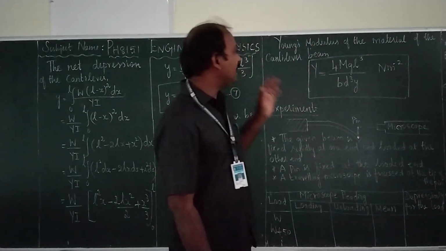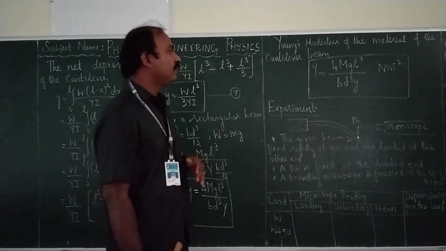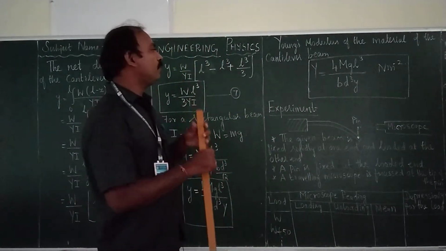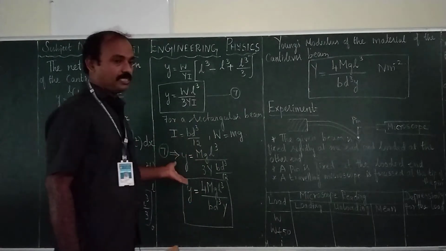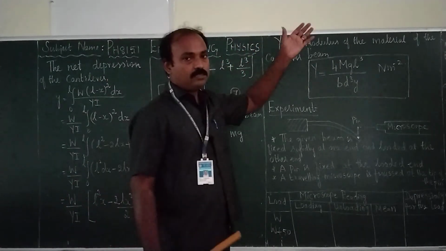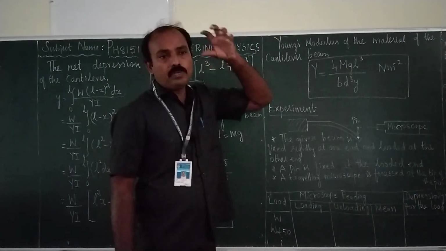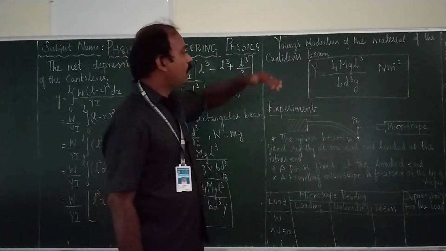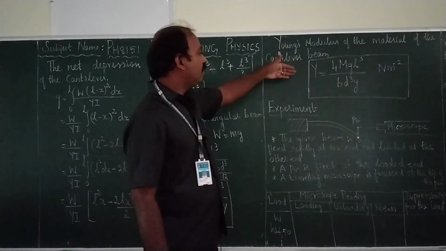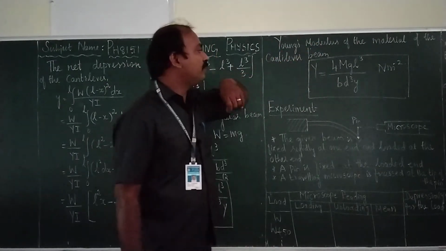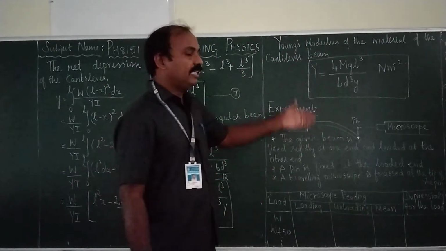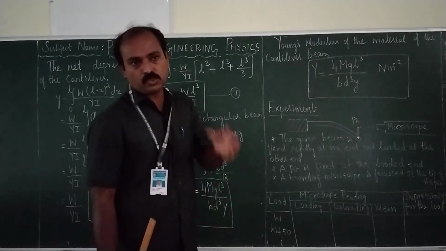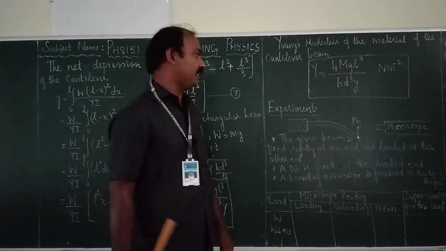From this, Young's modulus of the material of the cantilever beam is going to be calculated. This is the depression, and this is Young's modulus. The question is to calculate the Young's modulus of the material of the cantilever beam. So the final answer is 4 mg L power 3 by b d cube y. Newton meter power minus 2 is the unit of Young's modulus.